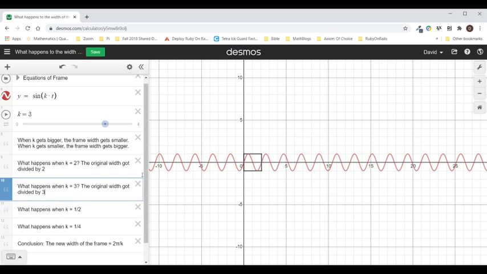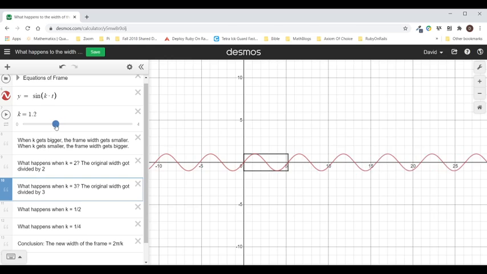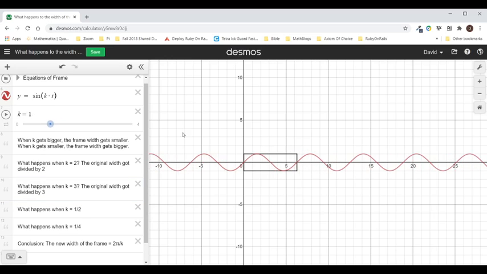Now let's see what happens when k gets smaller instead of bigger. So we're going to go back to the original. When k equals 1, we have our original sine graph. Now if I bring down k to 0.1, you can see that's getting bigger and bigger. Let's make it 0.5, not 0.1. That's a half. Now, when k is a half, the graph went up and down half as fast. Well, that made the width of the frame twice as big.